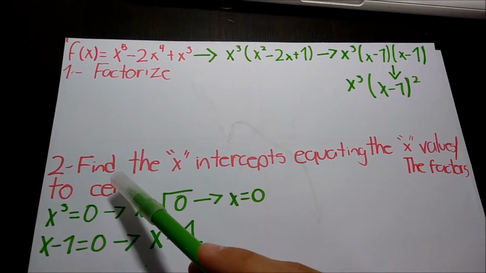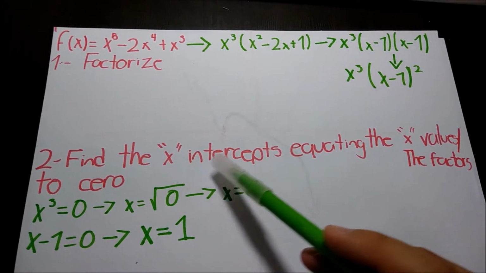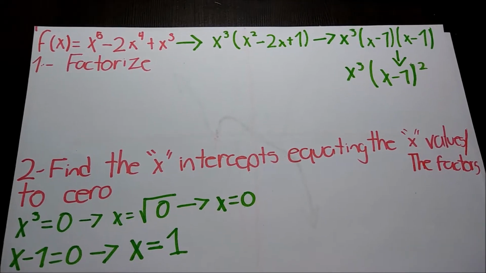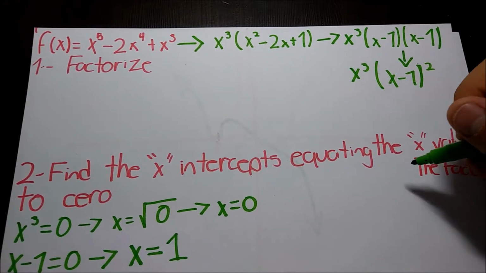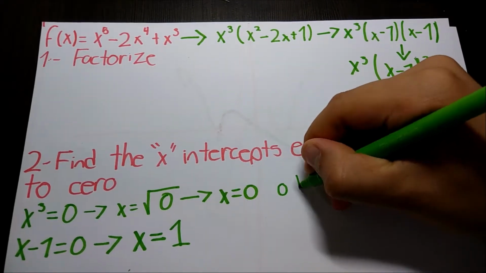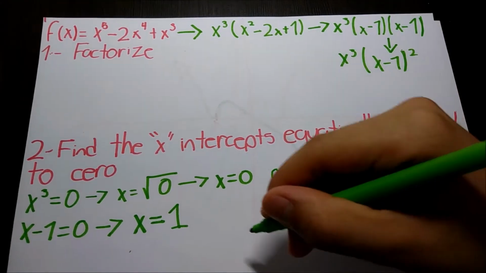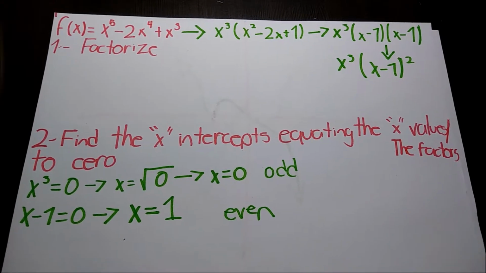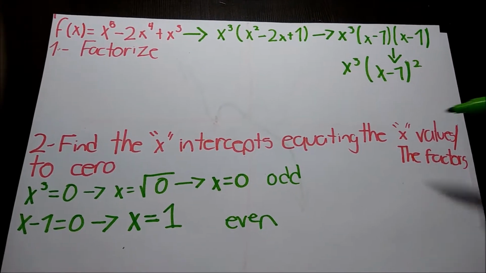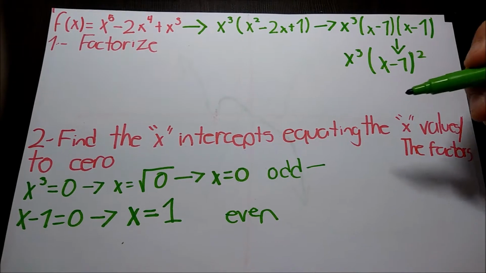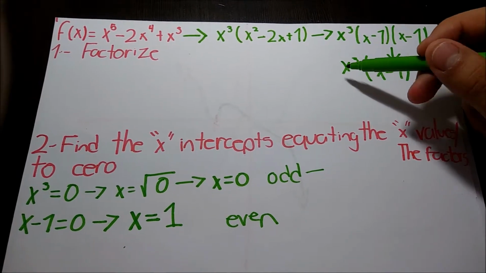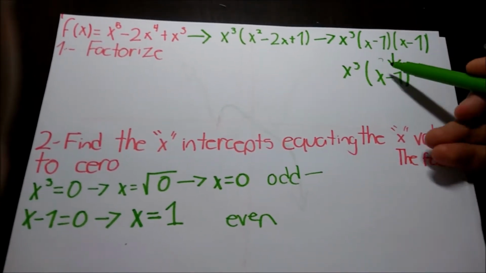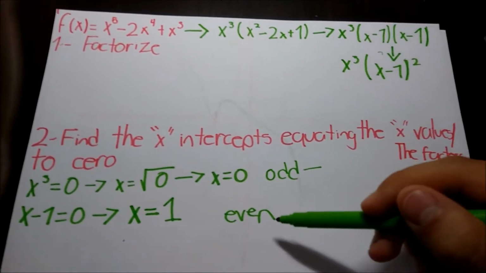Then we find the x-intercepts, equating the factors to 0. Here the 0 is odd, and this is even. It has an even multiplicity. So the multiplicity of the 0 is equal to 3 because here is cubic x, and here the multiplicity is 2 because we have x minus 1 squared, so it is even.